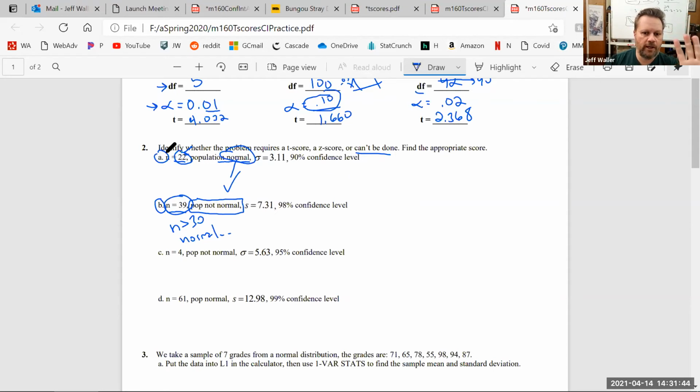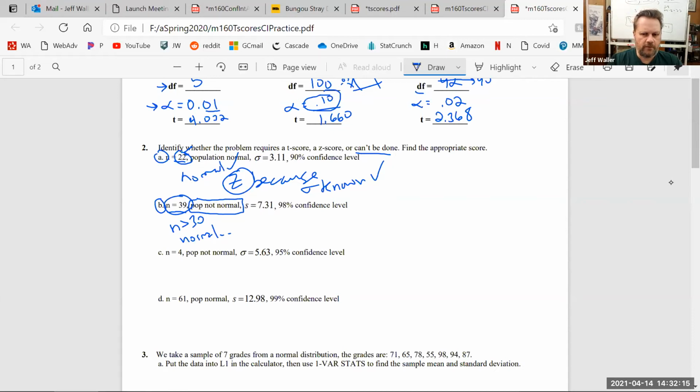What am I going to use in part A? A t-score or a z-score? The z-score. Why? Because it's normal and sigma is known. Sigma is known. I like it. So it's normal, check, and sigma is known, check. So I can use a z-score.